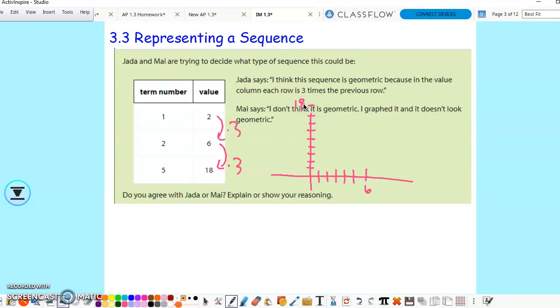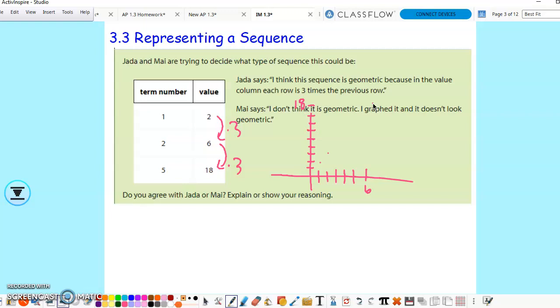So if I graph 1, 2, it's there. 2, 6, and 6, 18. Notice this pattern. This is not exponential, so it's not geometric.